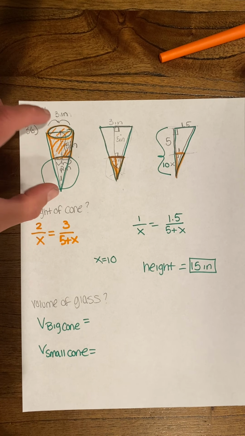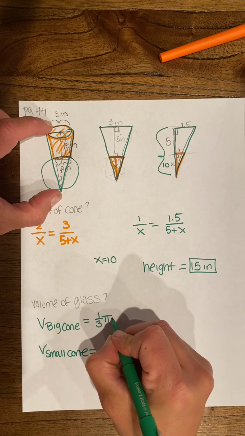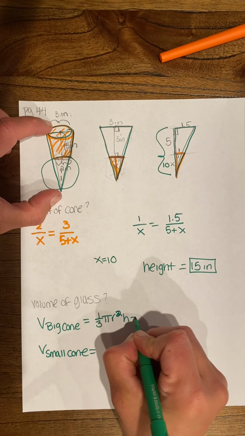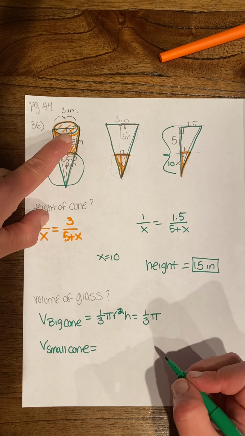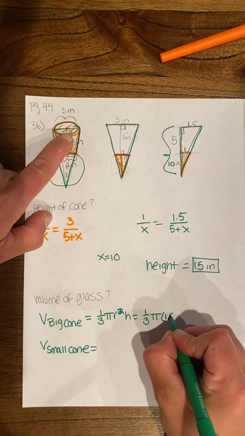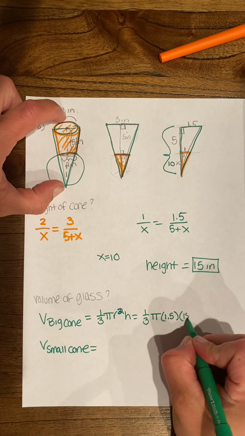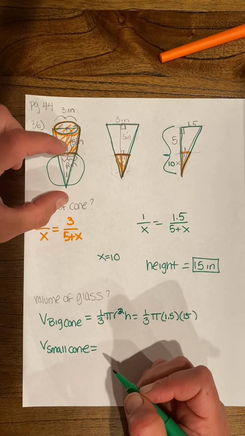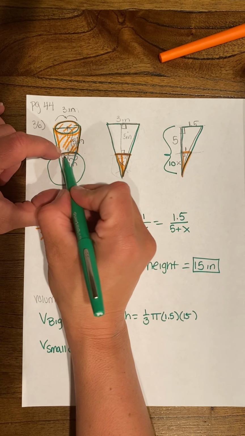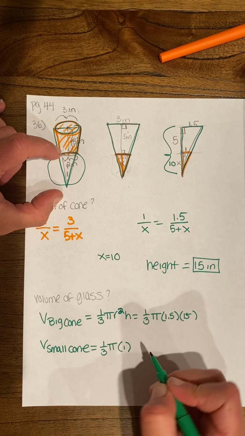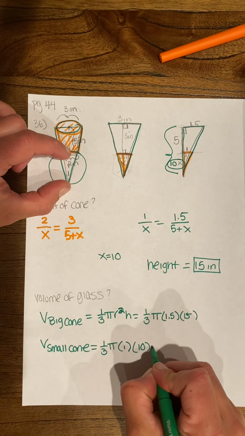The volume of a cone is 1/3 pi r squared h. So this is going to be 1/3 pi. I need the radius of the big cone, and it's not 3, it's 1.5. I need the height of the big cone. That's what I just found in the previous problem, and it's 15. For the small cone, I need the radius. Down here, that's the diameter, so remember, the radius is 1. The height of the small cone is right here. We found it in the previous problem, it was 10.